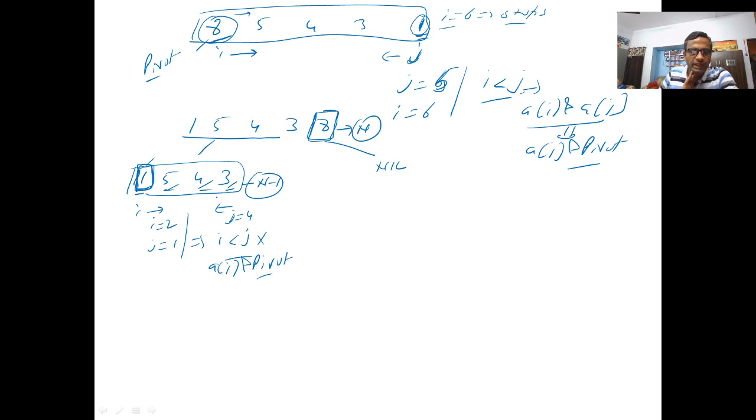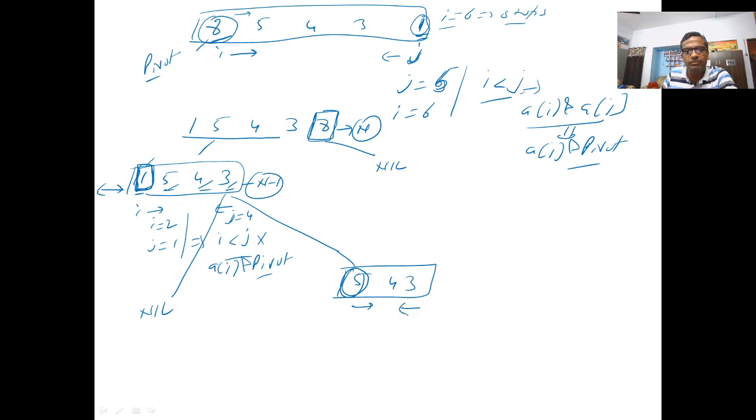Fine. So at this level, two lists will be there. The left list will be containing nil elements because there is nothing to the left of 1. The right list will be containing 3 elements, 5, 4 and 3. Done. Again 5, 4 and 3. The pivot element here is 5. Done. So I will start from here, J will start from here.